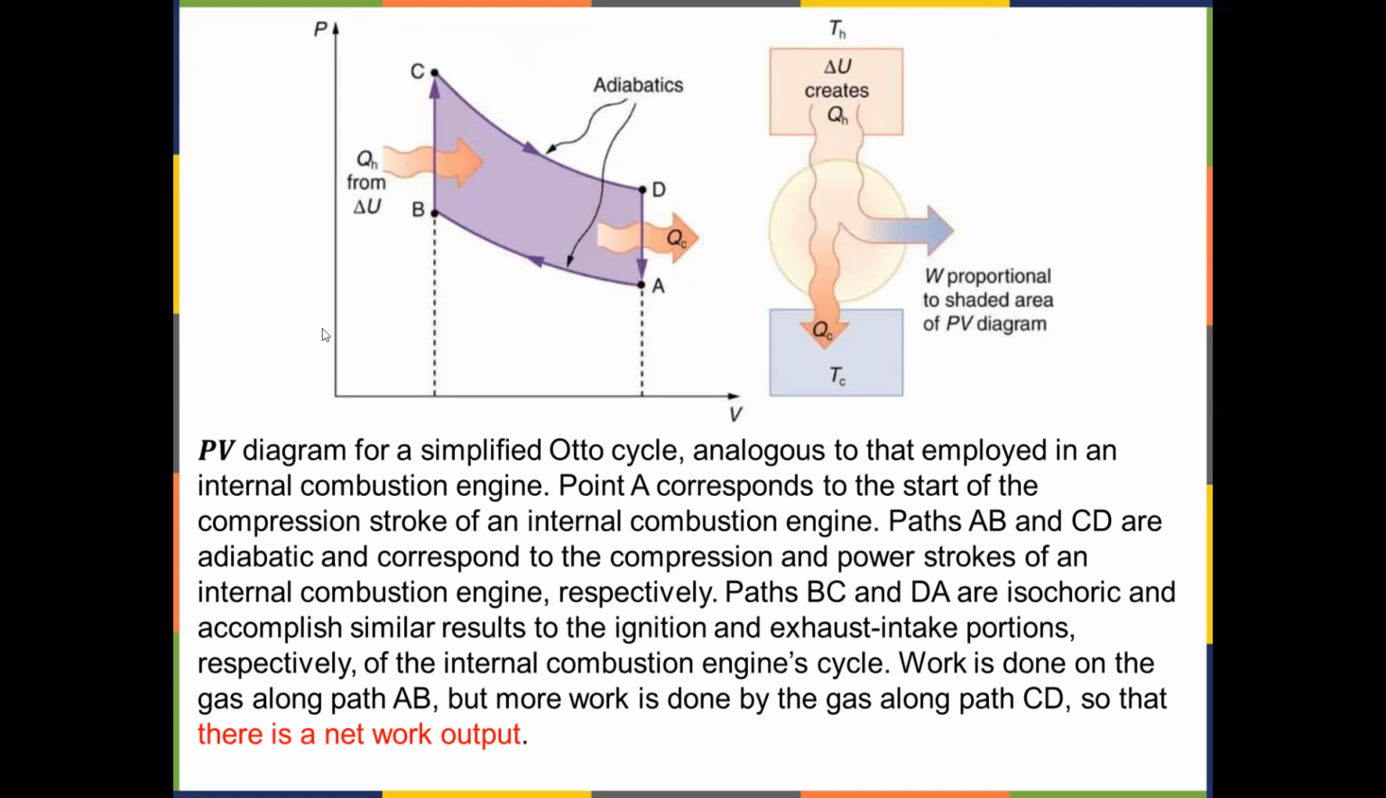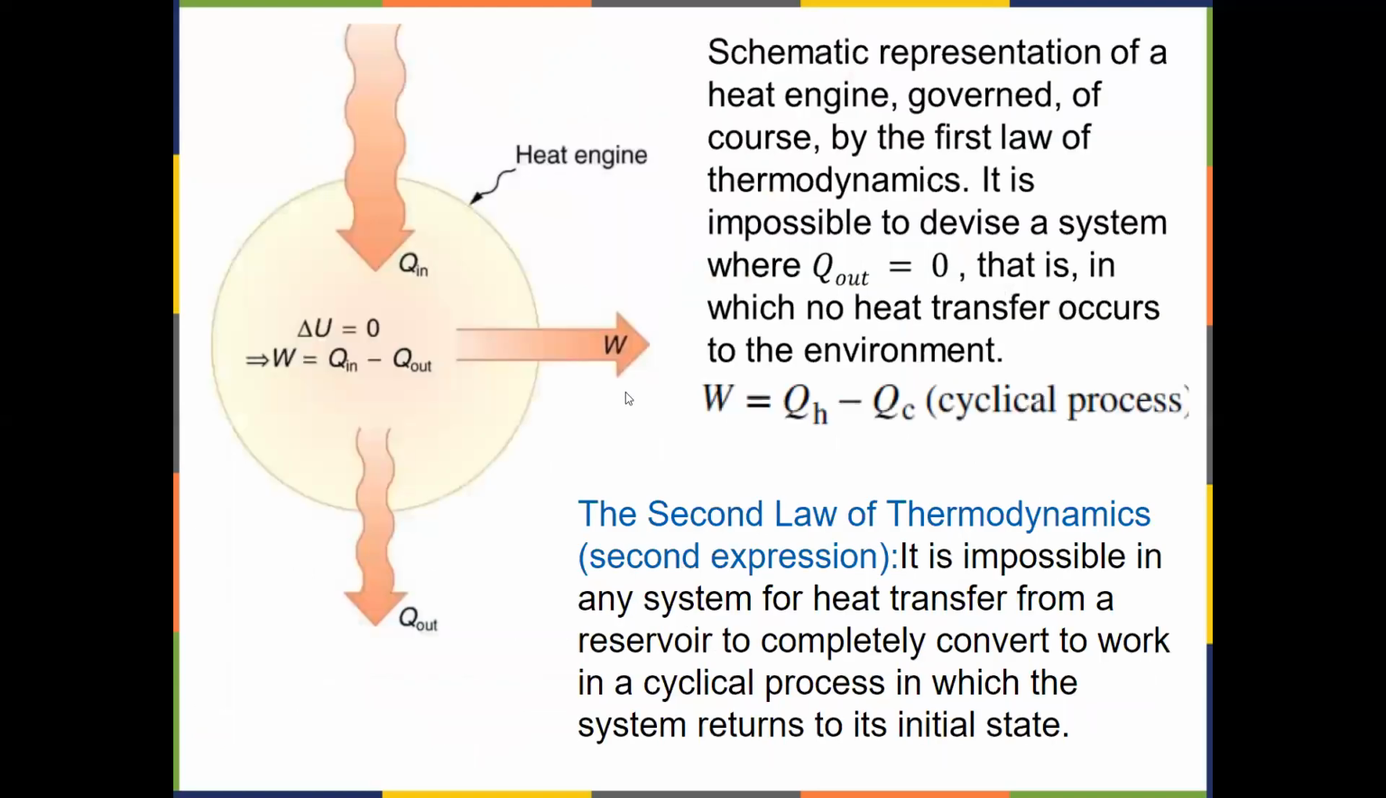On the PV diagram here for the gas system in the engine, you can see for a full cyclic process, there is an area enclosed here. That's how much work has been done in the process, the net work. Mathematically, this can be expressed very simply: W equals QH, which is the heat taken in from the hot reservoir, minus QC, the excess heat dumped to the surrounding, the cold reservoir. Then mechanical work has been done for a cyclical process.